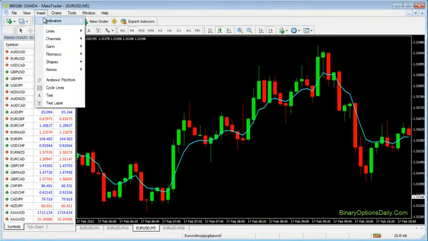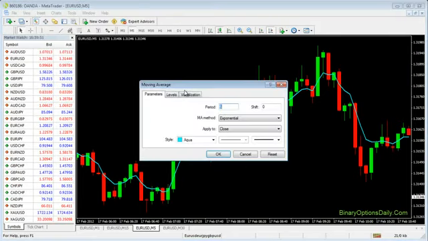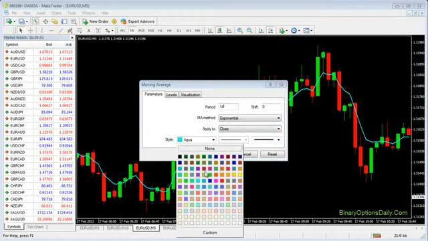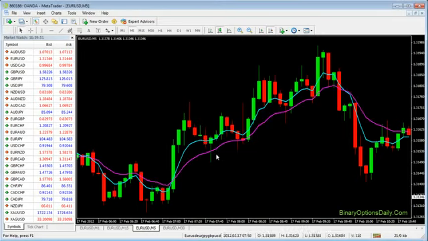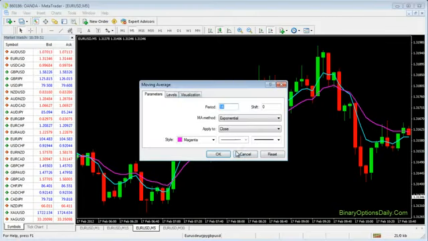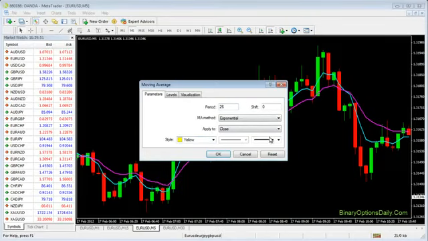Now we need to add 2 more, so we're going to go back to indicators, trend, moving average, and the next one is going to be a 14-period moving average. I'm going to be using a magenta line for this one. Again, these are all exponential and applied to close. So we're going to click OK. And we need to add 1 more. Back to indicators, trend, moving average, and this one is going to be a 26-period moving average, exponential applied to close. I'm going to choose yellow for this color and make this one just a little bit bigger. And go ahead and click OK.